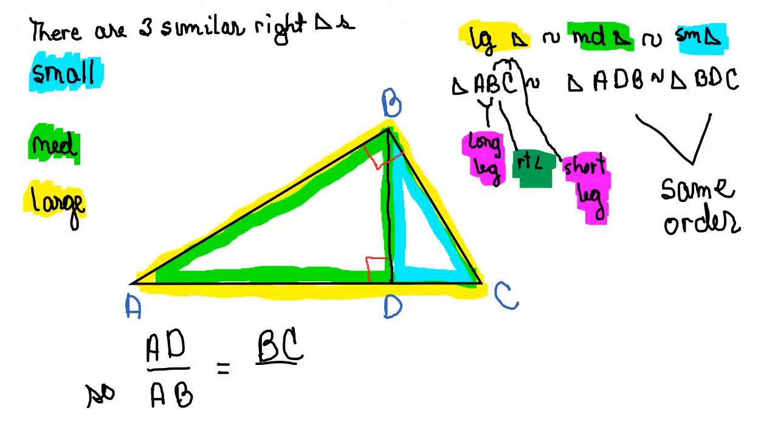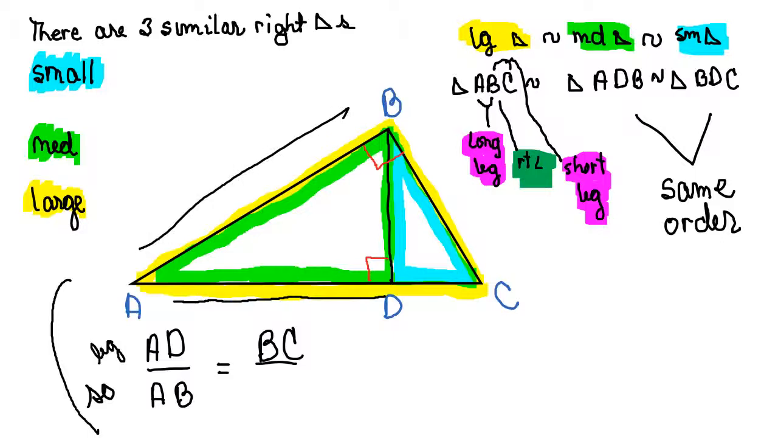So now we're going to look at different proportional parts of the three triangles. So I have AD, which at this point looks like it's a leg, to AB, which of that triangle looks like a hypotenuse. So we're talking about the medium triangle, the green.